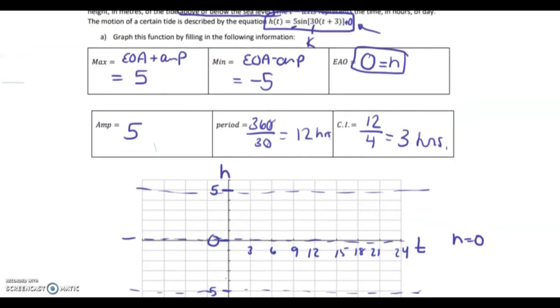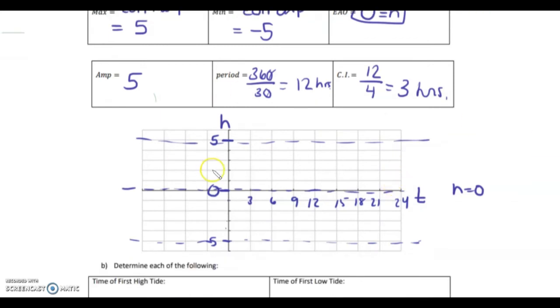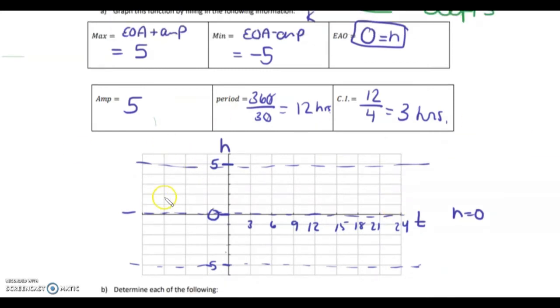Is there a phase shift? Yeah, so the phase shift, and remember in the algorithm, this is actually left 3. Okay, so our sine curve is going to start to the left 3. So let's just mark off a couple more here. Negative 3, negative 9, negative 12, negative 15. So this is just yesterday, which makes sense.